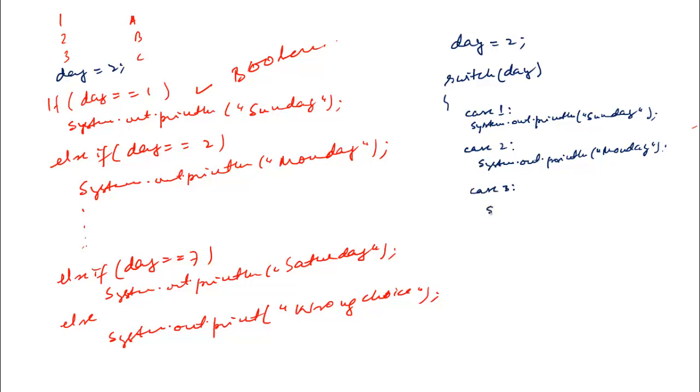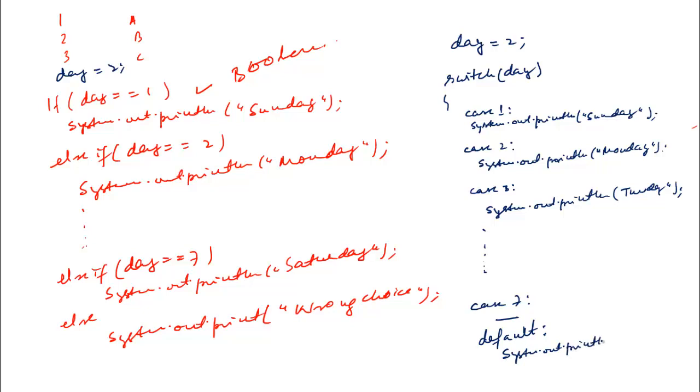Then case 3, System.out.println Tuesday. In this fashion it will go till case 7, and in case 7 it will print Saturday. And then the else part: here you will not write else, instead of writing else we have to write default, then colon, then System.out.println, and here I'll write wrong choice.